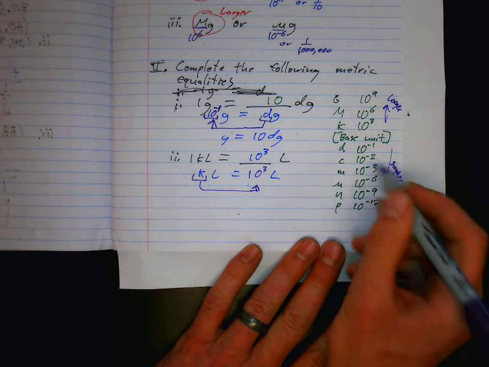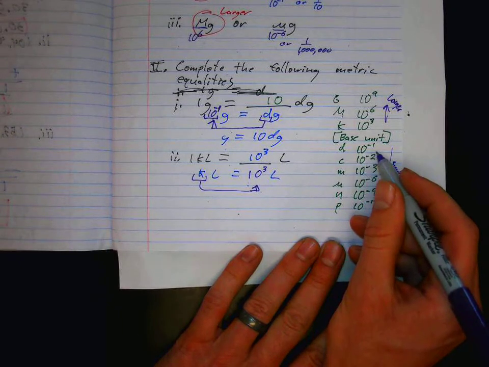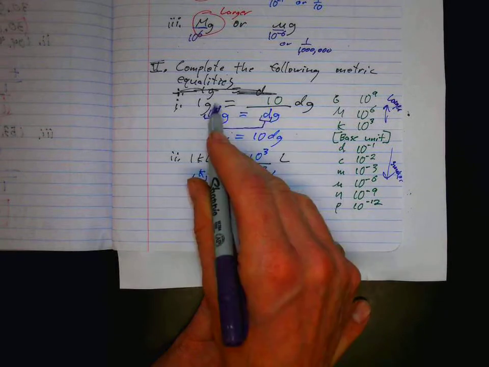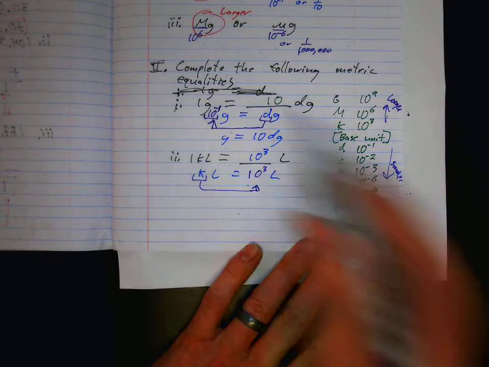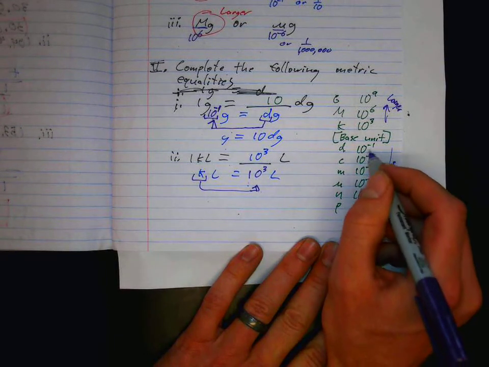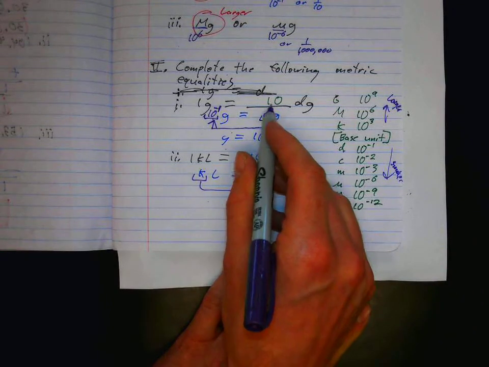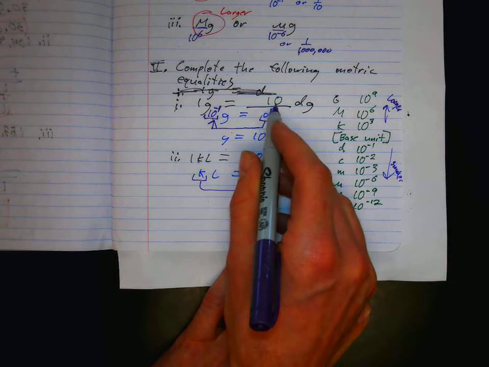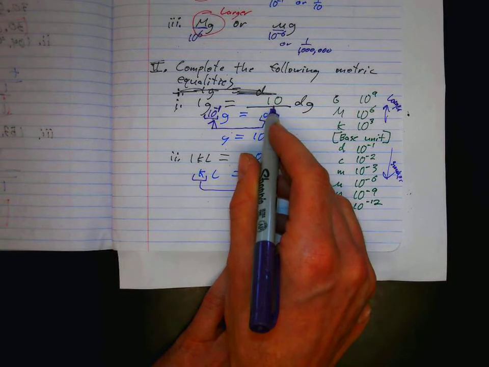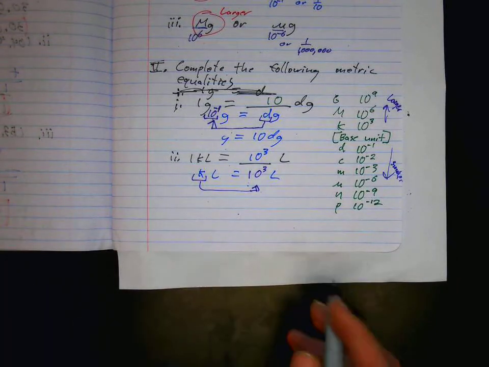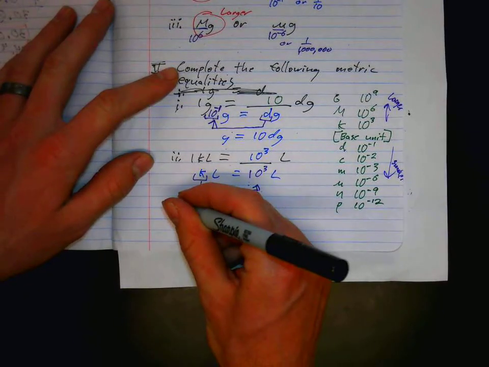So deci is smaller, so we know that we're going to have a whole bunch of decis in one base unit, or the gram, and since the factor is 10 to the negative 1, we know that that's just 10, or the reciprocal of 10. And so we know it's 10 decigrams. All right, so let's go on to a third example.